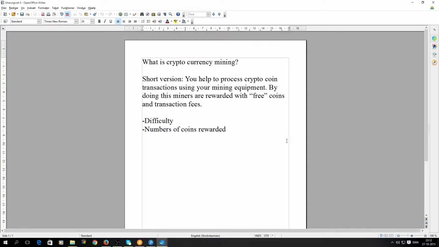You could describe mining as a way that you help to process crypto coin transactions using your mining equipment. By doing this, you as a miner are rewarded with kind of free coins and transaction fees. I will try to show you that.